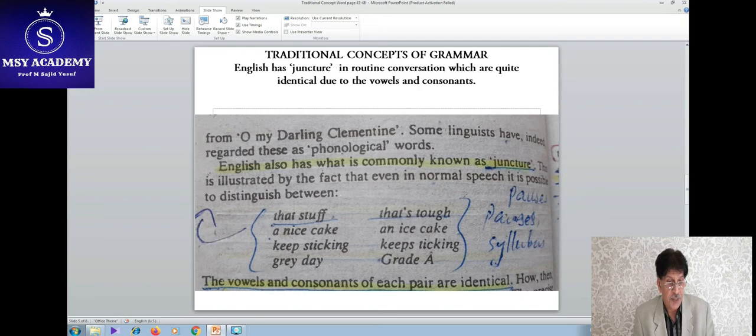That stuff, an ice cake, keep sticking, gray day. So, I mean, it may be perceived in a way when you try to pronounce it or when you try to produce a certain sound, focusing on the stress. So it depends.